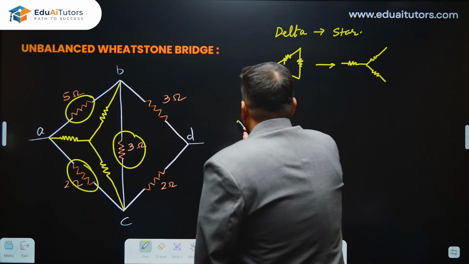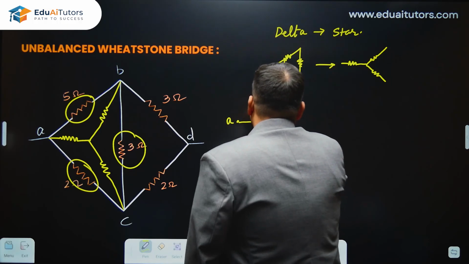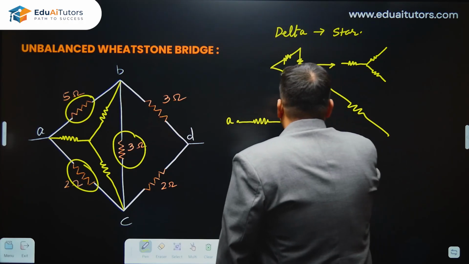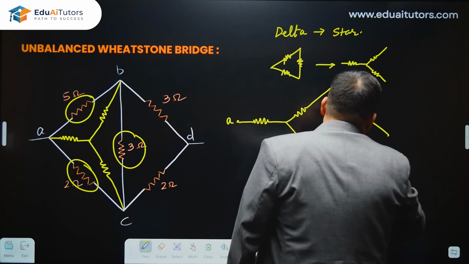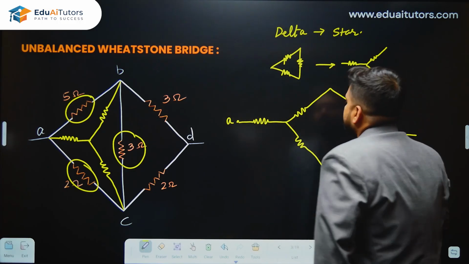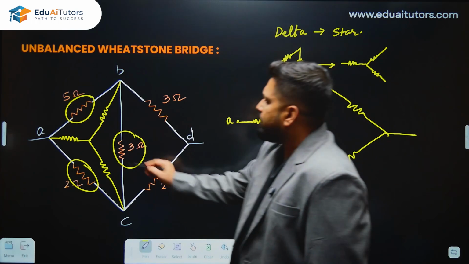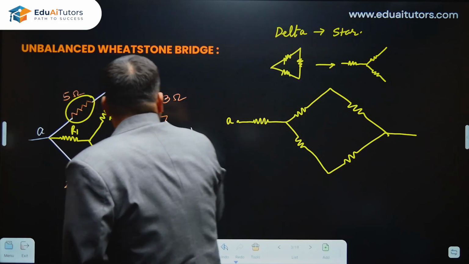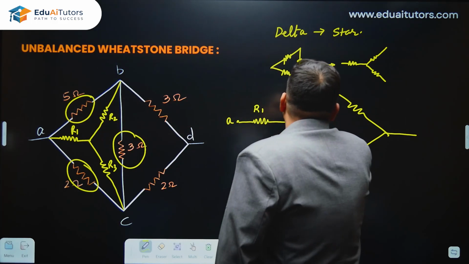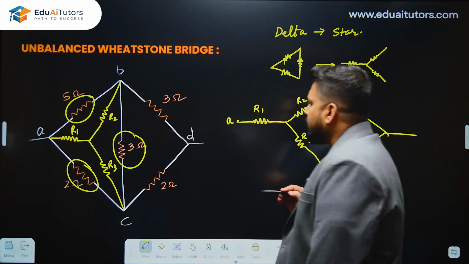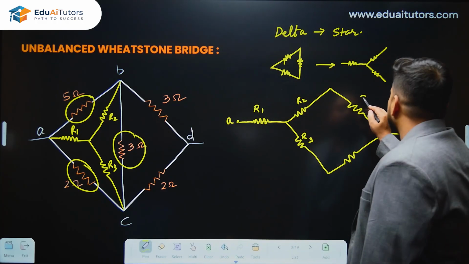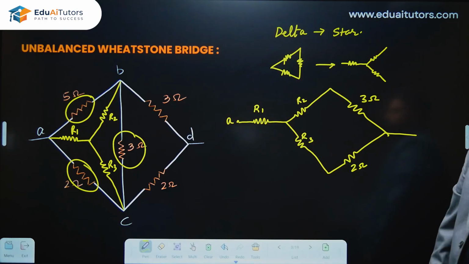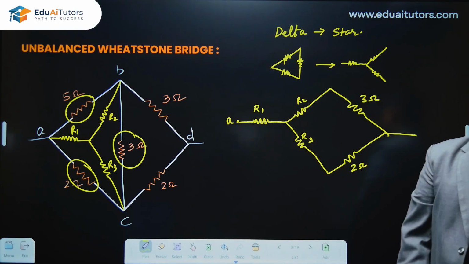Eventually, what we are going to get is a circuit where from point A, we get one resistance, then another one, and this part remains the same. Now, as you can see, this is an easy circuit, isn't it? Let's call this R1, R2, and R3. Same here: R1, R2, R3, and the other ones remain the same. This is 3 ohm, this is 2 ohm. All right. So the whole idea is, how do I find R1, R2, and R3?